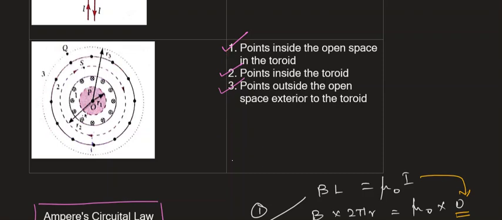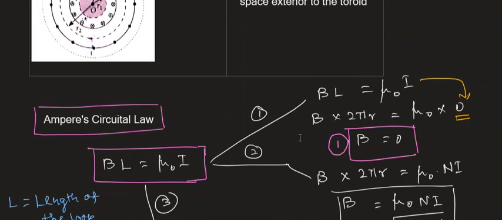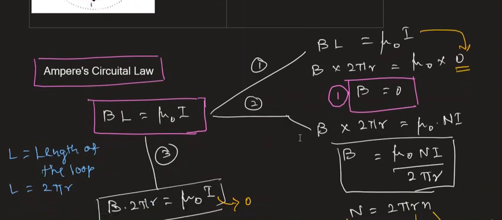When we apply Ampere's circuit law, first of all let us know what Ampere's circuit law is. The product of the magnetic field and the length of the loop is equal to mu 0 into I. Mu 0 is the permeability of free space, I is the current passing through the circular loop, and L is the length of the loop, which in this case is 2 pi r, where r is the radius of the toroid.